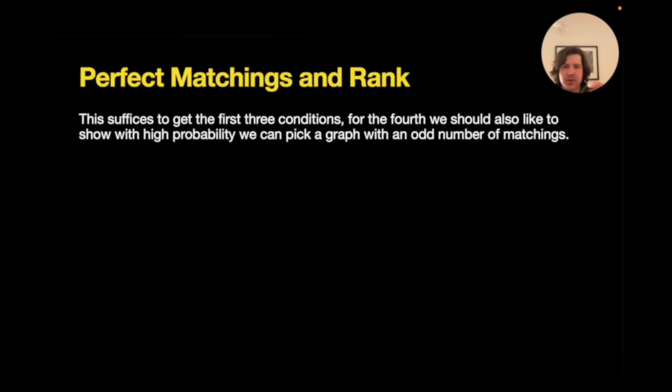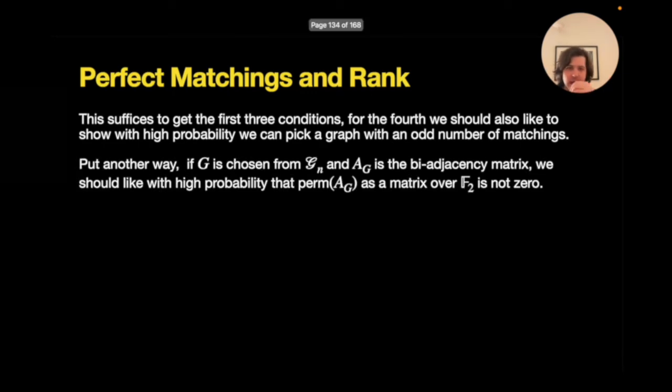We've gotten the first 3 conditions using this probabilistic argument. To get the fourth, we need to pick a graph with an odd number of matchings. So let's suppose G is chosen from Gn, and let AG be a biadjacency matrix for this graph. We would like, with high probability, that the permanent of the matrix over F2 is not 0. It's the same as saying it needs to have odd permanent.